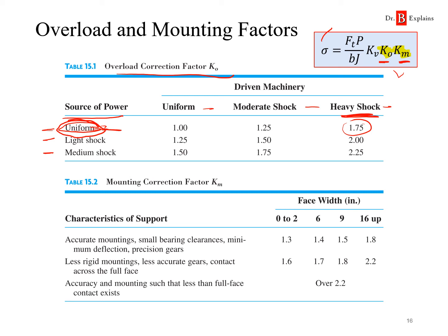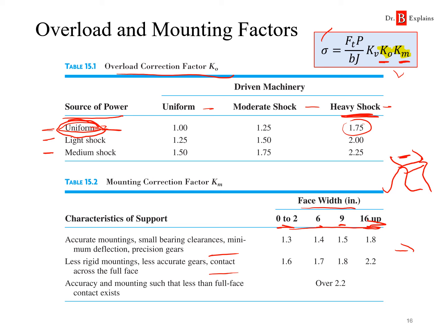Next is the mounting correction factor, KM. And this is going to depend on two things. One is the face width. Face width, as you remember, is the width of that gear tooth. So this here is the face width. The bigger the width, the more sensitive the gear is going to be to misalignment. So you can see here face width in inches from 0 to 2 to 6 to 9 and even higher. We can see that as we go that way, all the factors, regardless of the conditions, are increasing, right? So the face width is going to play into it.